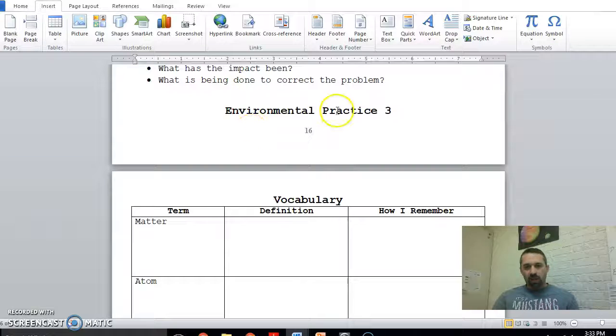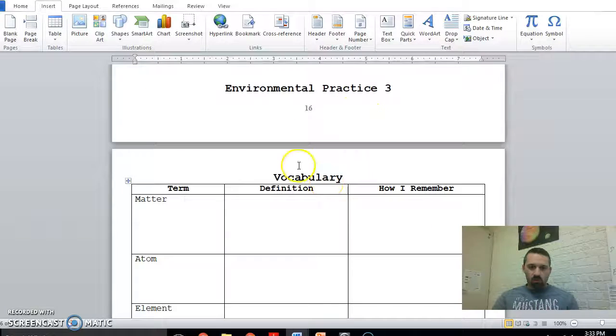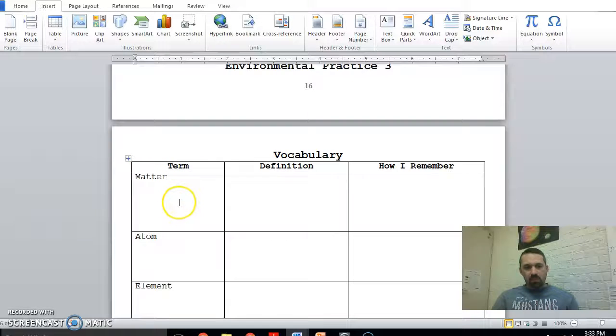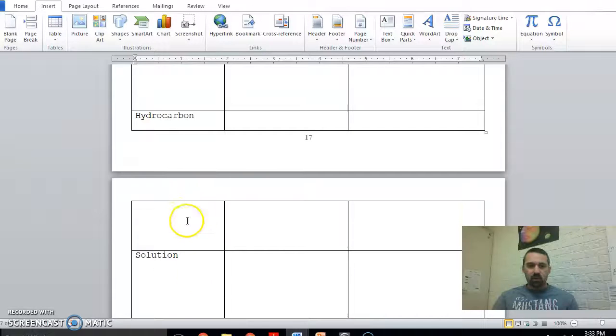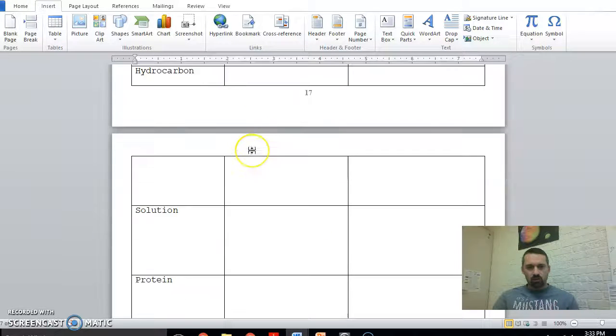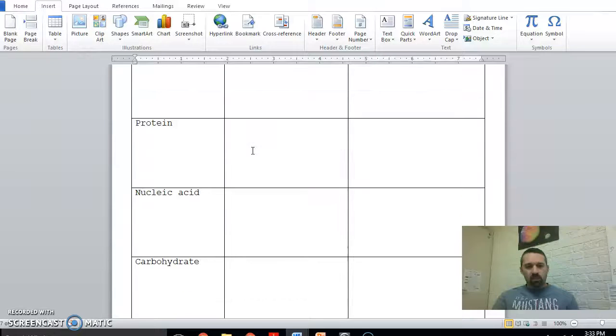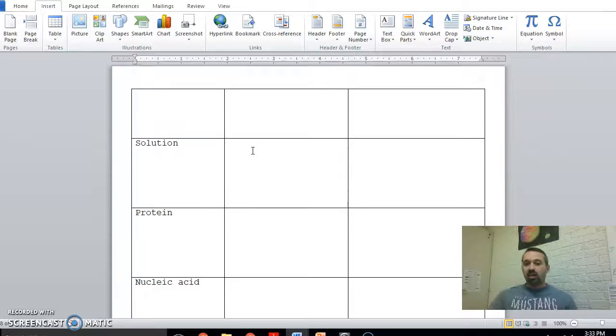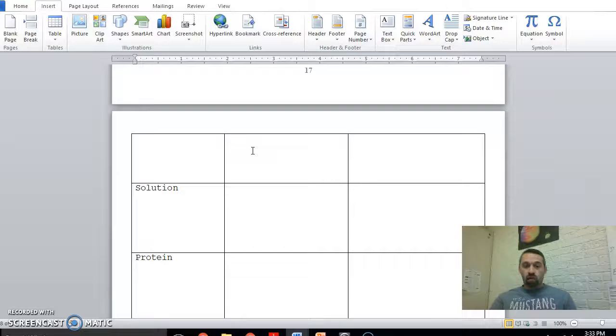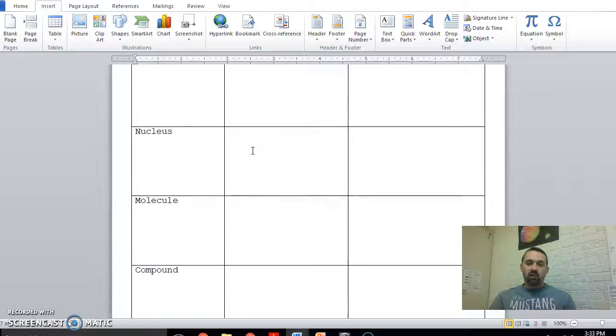So let's see here, environmental practice 3. We've got some vocabulary words to do here. Our terms: matter, atom, element, nucleus, molecule, compound, hydrocarbon. On the hydrocarbon one, just write it on the next page. That's fine. If you can make it fit there, that's fine too. Solution, protein, nucleic acid, carbohydrate, and lipid. So there's tons of vocab words. Just like last time, you can use your notes, you can use your textbook, you can use Google. I don't care what you use as long as it's not somebody else's paper to look up these definitions.